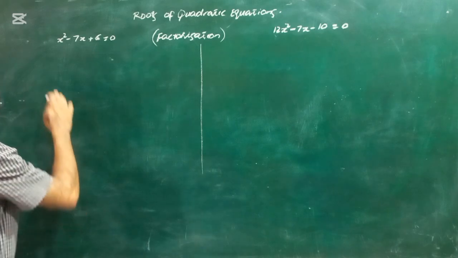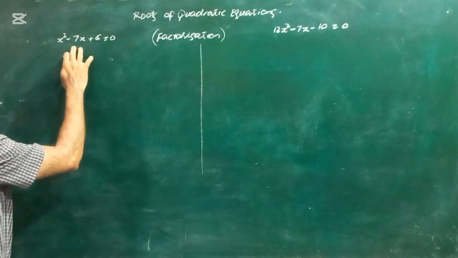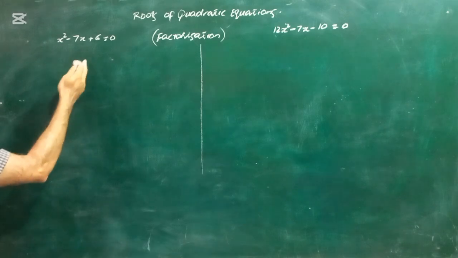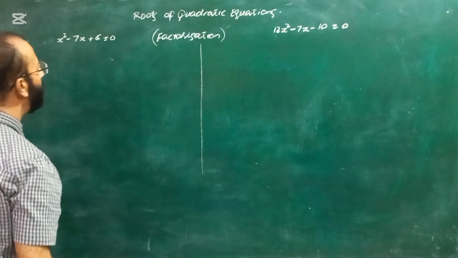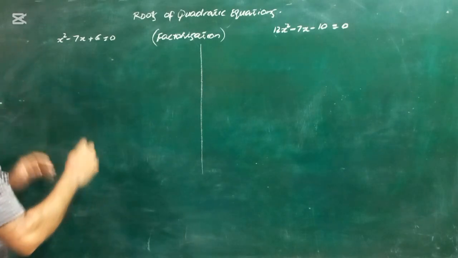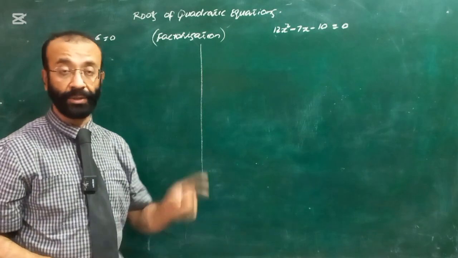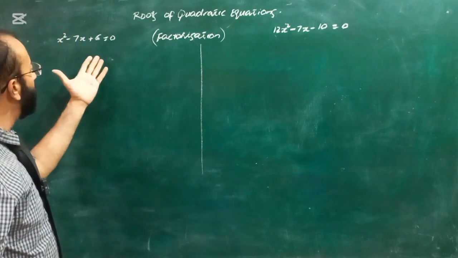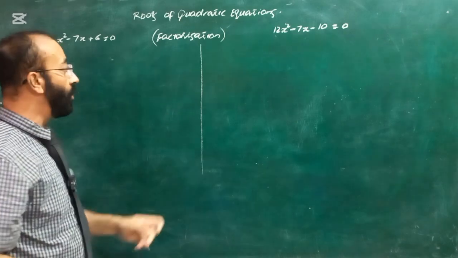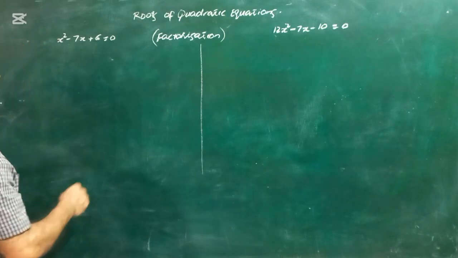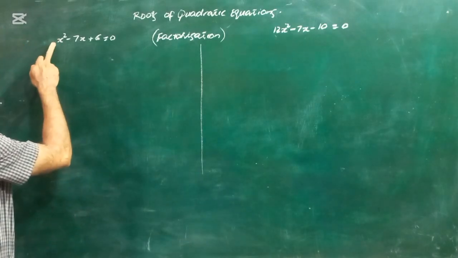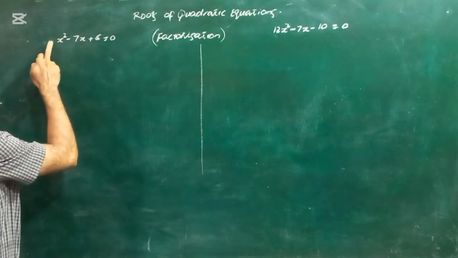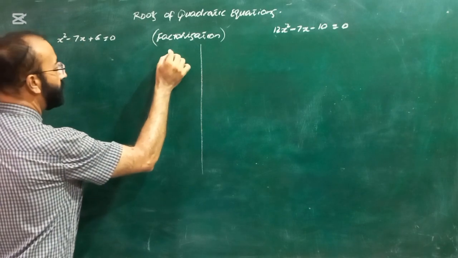The first question is here, that is x square minus 7x plus 6. So we are going to find the roots of this equation through factorization. The first step will be arrange the question in descending order. So this is the first rule. So already the equation is arranged in descending order. The next step is multiply the coefficient of the quadratic variable with the constant value. So 1 times 6 is 6.